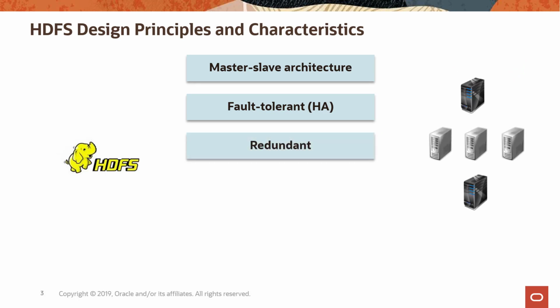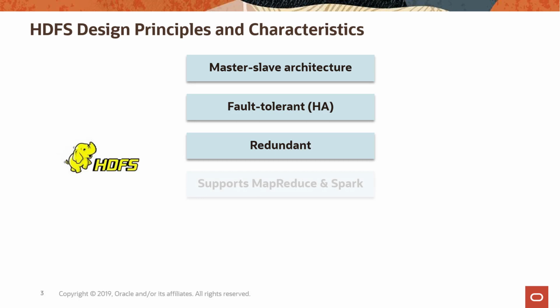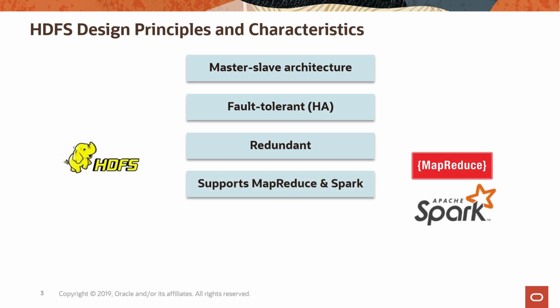HDFS stores large files. It breaks those files into blocks, which are then replicated 3 times and distributed across different nodes in the cluster. Redundancy yields fault tolerance. If a server fails, the other 2 servers automatically take over its workload. HDFS supports MapReduce and Spark processing frameworks.